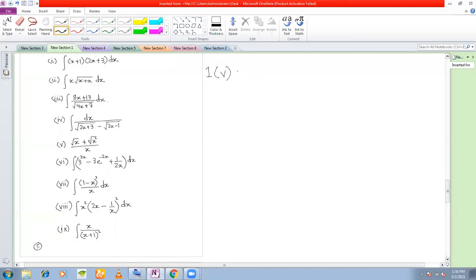Okay. The question here is, always a good habit to take the integral as I. Integral of root x plus cube root of x square, whole divided by x dx. I have forgotten to write dx here. You can add dx here.